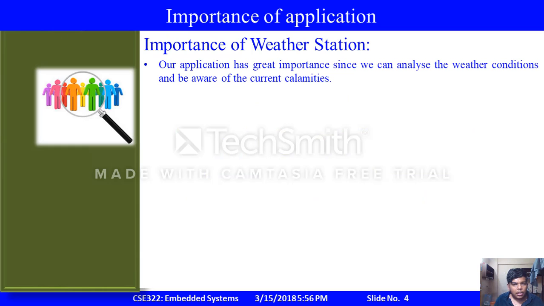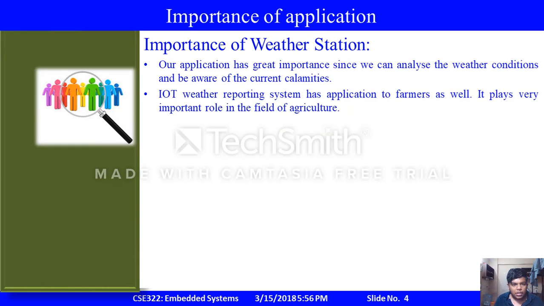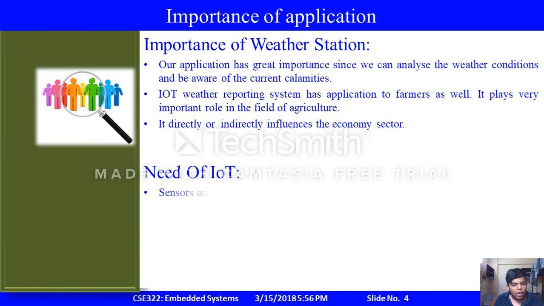Importance of this weather station. Our application has great importance since we can analyze the weather conditions and be aware of the current calamities. The IoT weather reporting system has application to farmers as well. It plays a very important role in the field of agriculture. It directly or indirectly influences the economic sector.